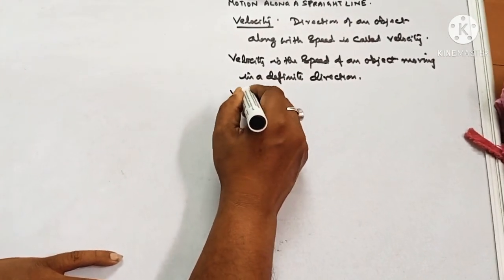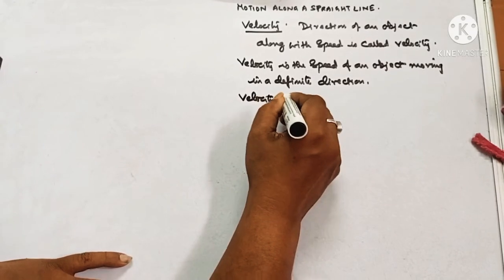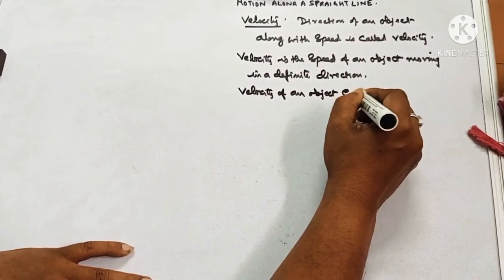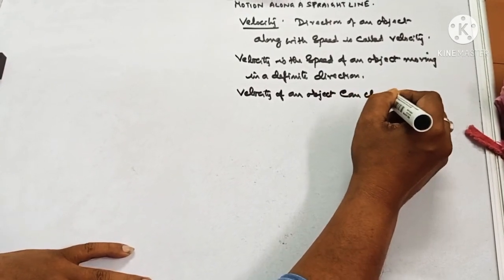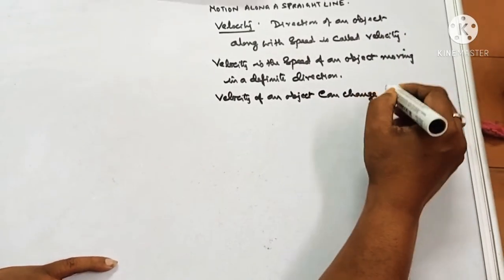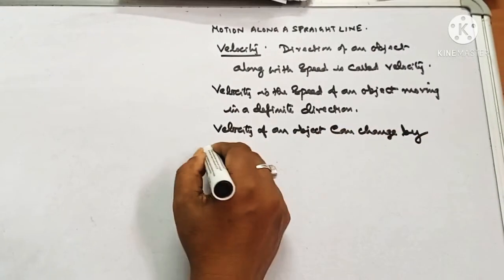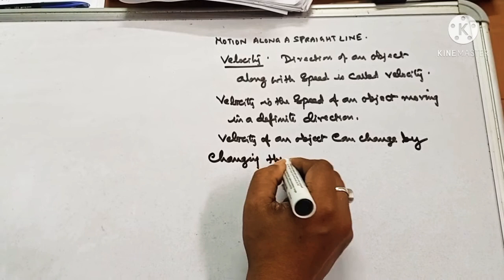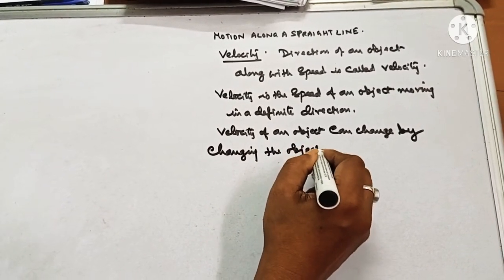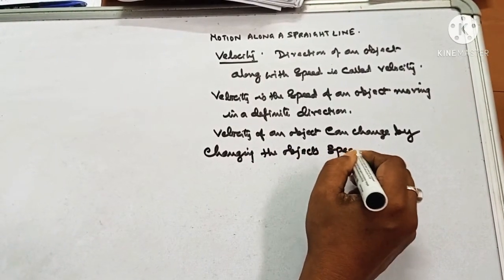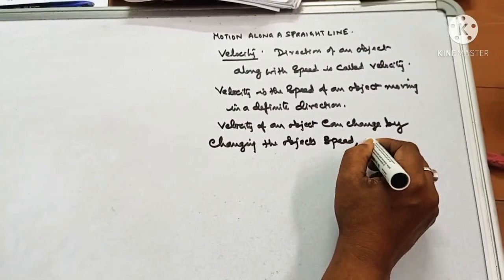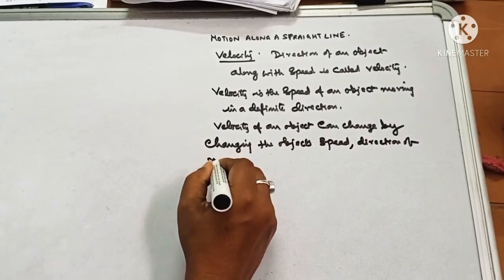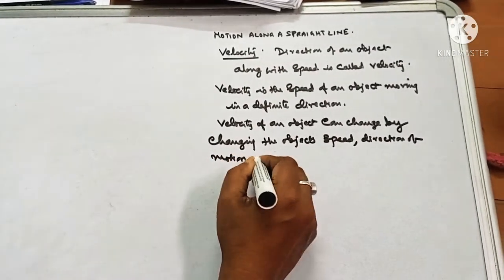Therefore, the velocity of an object can change by changing the object's speed, direction of motion, or both.